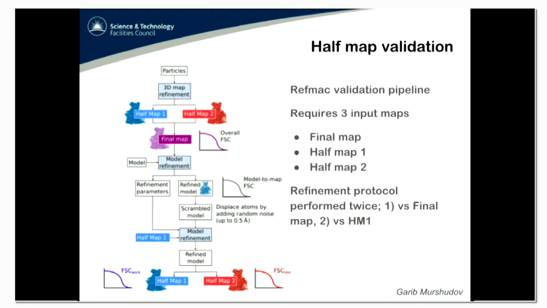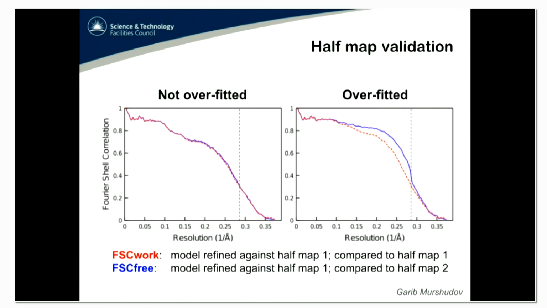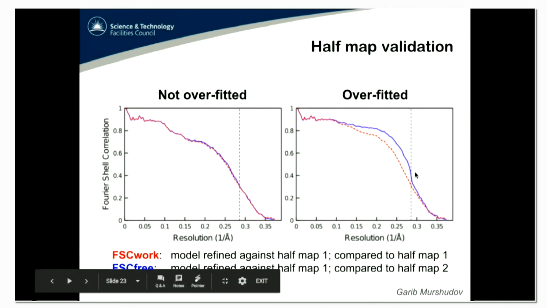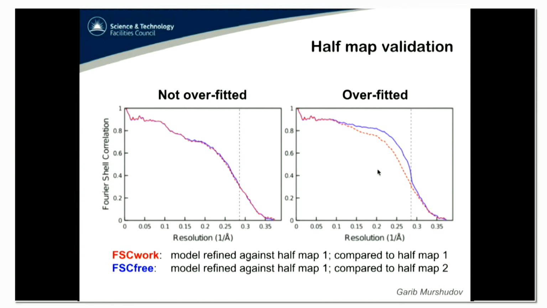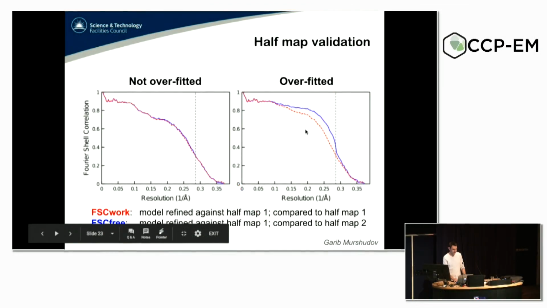The refinement protocol is then performed again against one of the half maps, and that output is then compared against the other half map, which the algorithm hasn't seen. In the case where your data fits properly, you should see this. So you don't see a big deviation in your Fourier shell correlation between your free half map and your working half map. If you're overfitting, then you start to see divergence here, and this is what you want to avoid.